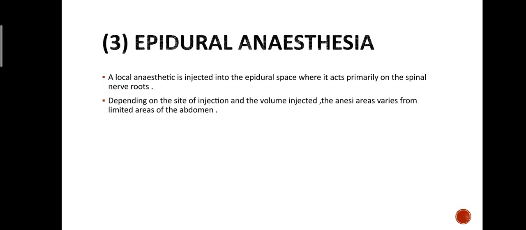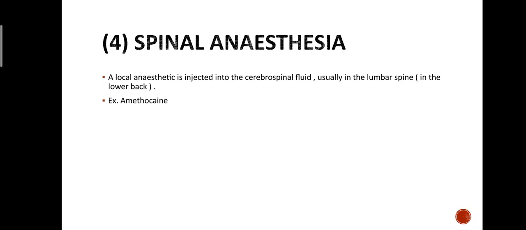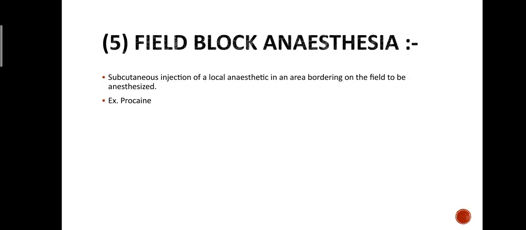Third one, epidural anesthesia. A local anesthetic is injected into the epidural space where it acts primarily on the spinal nerve roots. Depending on the site of action and the volume injected, the anesthesia area varies from limited areas of the abdomen. Fourth one, spinal anesthesia. A local anesthetic is injected into the cerebrospinal fluid, usually in the lumbar spine in the lower back. Example, Amethocaine. And last method, field block anesthesia. Subcutaneous injection of a local anesthetic in an area bordering on the field to be anesthetized. Example, procaine.